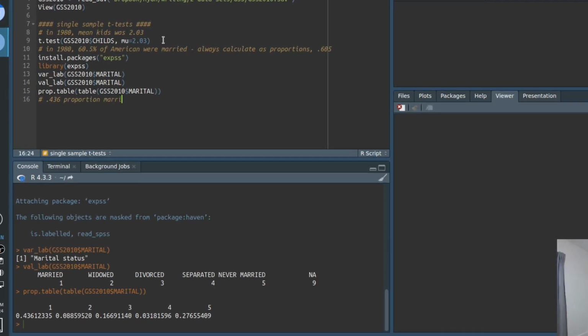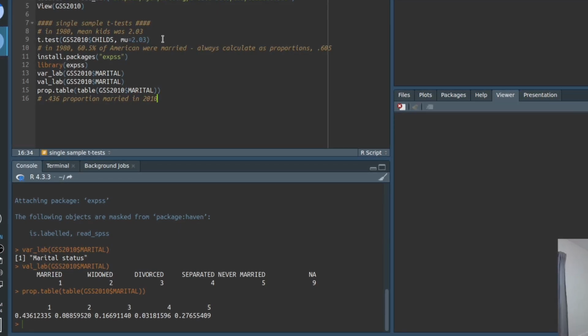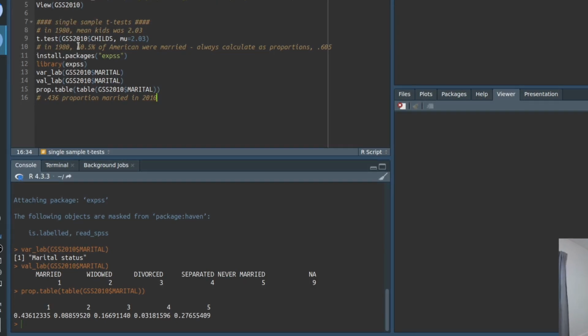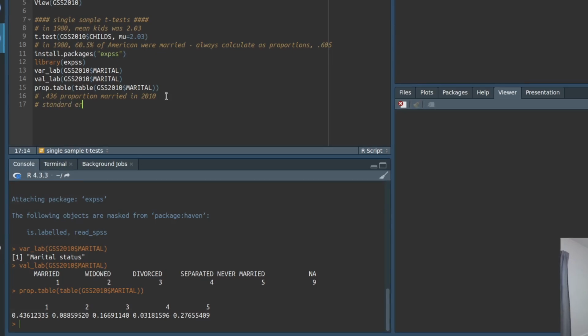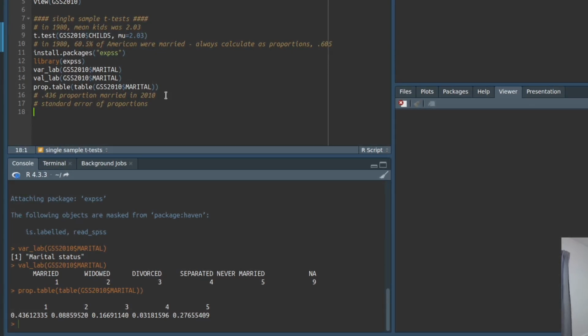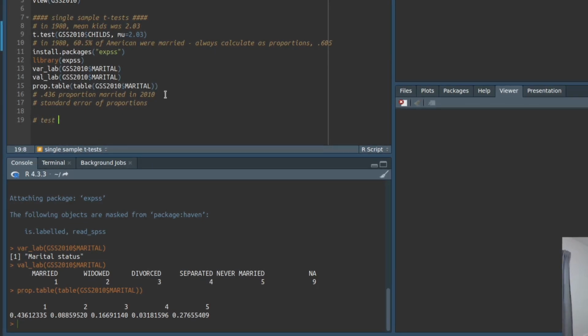That's the proportion that we're looking at. Proportion married in 2010. So we want to compare those. Now, obviously, we can already see there's a difference. The proportion has gone down, but to do the actual calculation, we need two numbers. We need a standard error of proportions, and then we're going to do our test statistic, which we'll calculate here in a second.